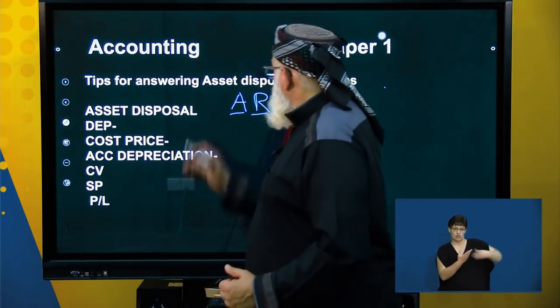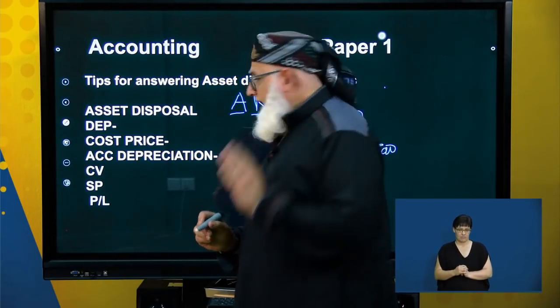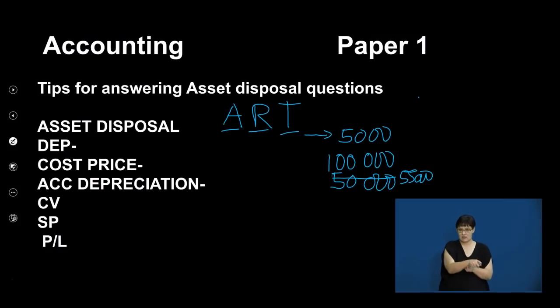Now, once you've identified your depreciation and you're doing a calculation, and your depreciation works out to 5,000 Rand, obviously these are just figures that I'm using, you're going to be working with figures as per the question. Then the first thing that you do is add the 5,000 that you calculated to the 50,000. So this then changes to 55,000. The next step is you take your cost price of 100,000 minus your accumulated depreciation of 55,000, which will give you a carrying value of 45,000.